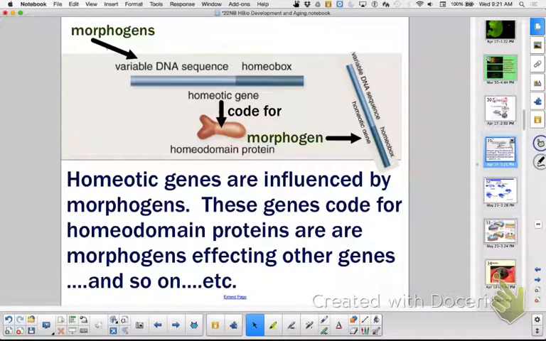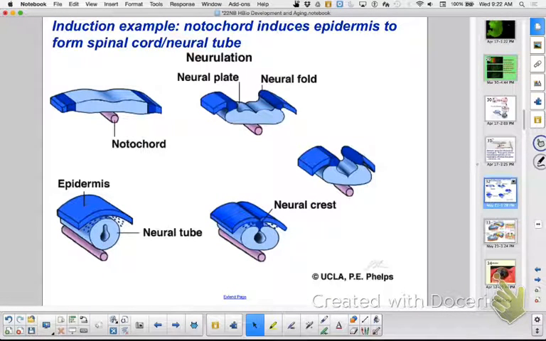All right, let me explain this picture because it's a little complicated when you look at it. So a morphogen, what did I tell you a morphogen could be made out of? Don't eat in class. What could it be? Proteins. So this protein is affecting what DNA gets transcribed and translated, which then makes another morphogen, which then influences what DNA gets transcribed and translated, which makes another morphogen, and so on and so on. A good example, like I said, was the formation of your neural tube. It's a good induction example.